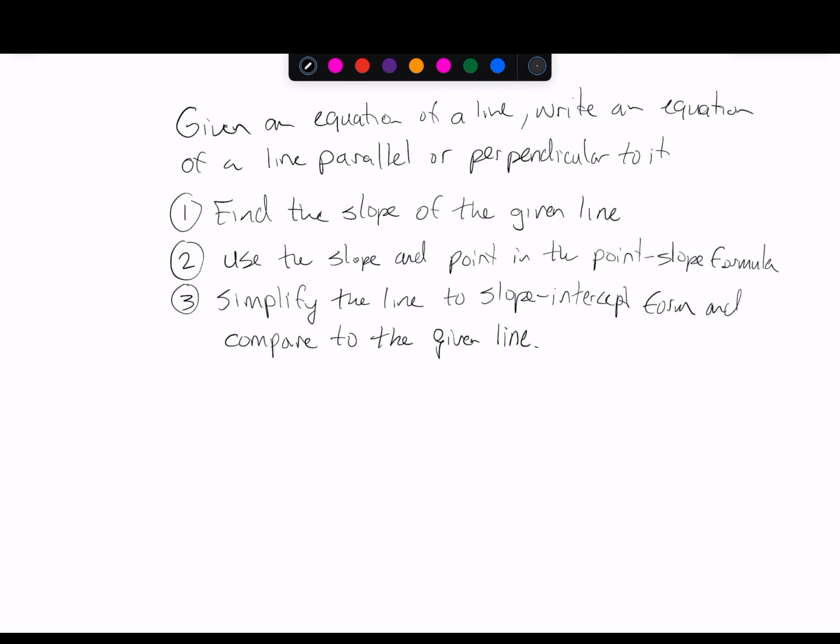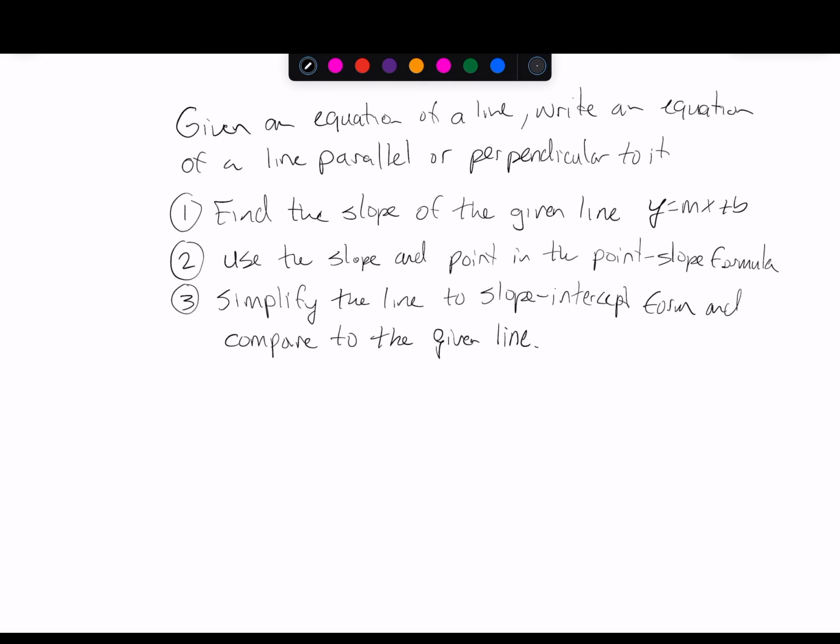So if we're given an equation of a line, can we write an equation of a line that's parallel or perpendicular to it? The answer is yes. And there are 3 steps to doing that. The first is to find the slope of the line we're given. And usually the easiest way that we can do that is to rewrite that equation in slope-intercept form, or y equals mx plus b. That way we can see the slope right away.